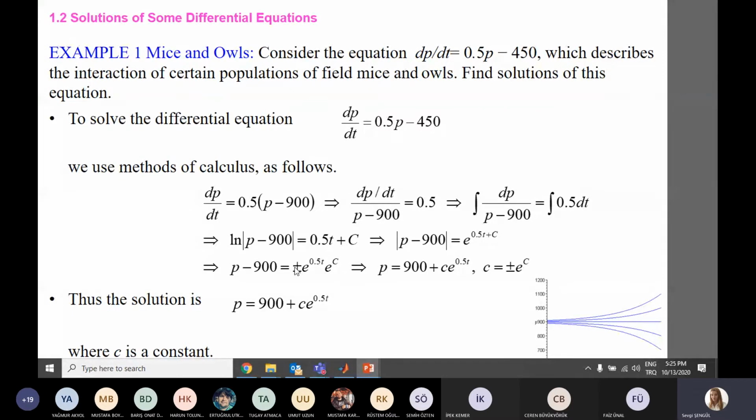And for the absolute value, you can put plus or minus there, and you can get rid of the absolute value also. So what you have is p equals e to the 0.5 t times C, which is again just a constant. C is just a number, e to the c is just another number. That's why we call that one C, plus 900. So this is the solution of your differential equation, as you can see. And according to the different initial values, you can get different solutions for this population. Okay? Do you understand this solution?